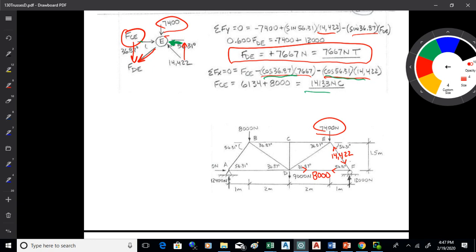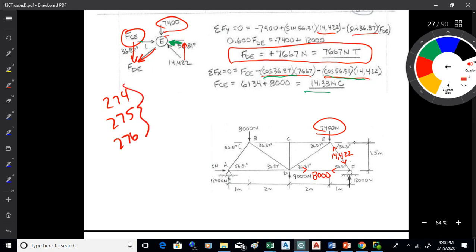So let's do a few more of these equilibrium problems because they're a lot of fun. Let's do 274, 5, and 6. And these will be due on Monday. And that will be the 24th, I think. All right, so we'll call it good.